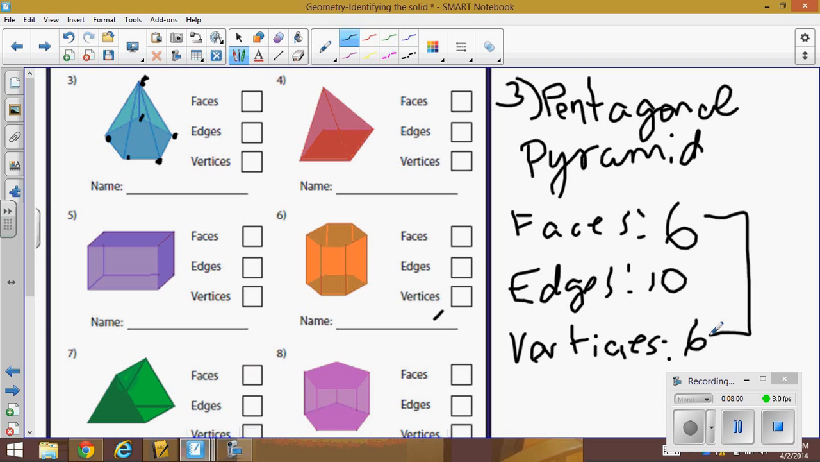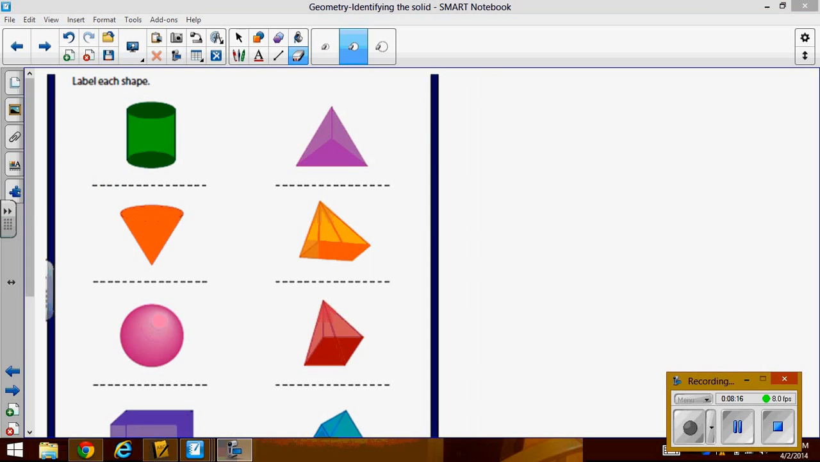So you're going to do 4 through 8 on your own. All right, just pause the video here and try your best. Name the faces, name the edges, and name the vertices, and we'll go over this in class. And finally, for this video, if you need to go back and do the other page, please rewind a bit and pause. For this page, we're just going to name the shapes.